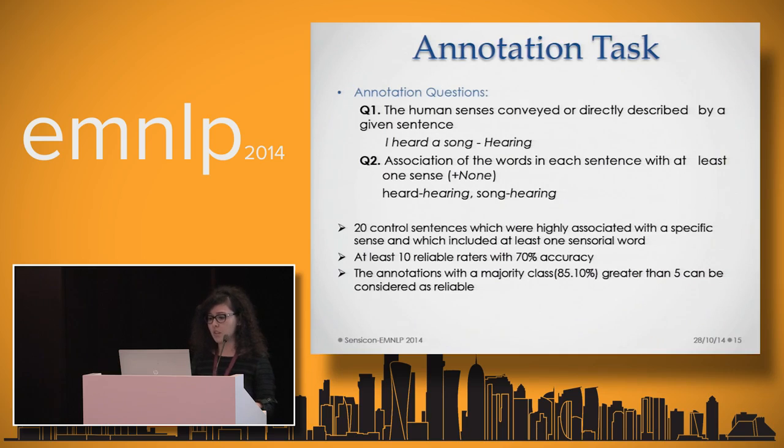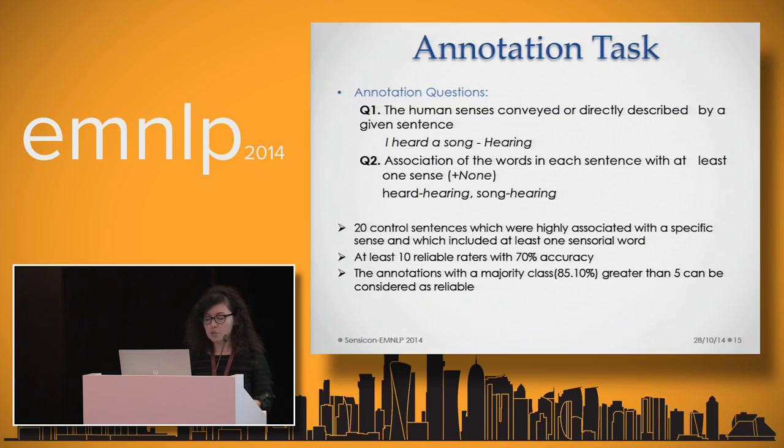In the annotation task, we ask 2 questions to the annotators. The first one is: are human senses conveyed or directly described by a given sentence? In this example, we can see this is a very simple example. "I heard a song," and this is directly related to the hearing sense. And the second question is the association of the words in each sentence with at least one sense. And from this sentence, we can see that there are two words which are highly related to hearing, "heard" and "song."